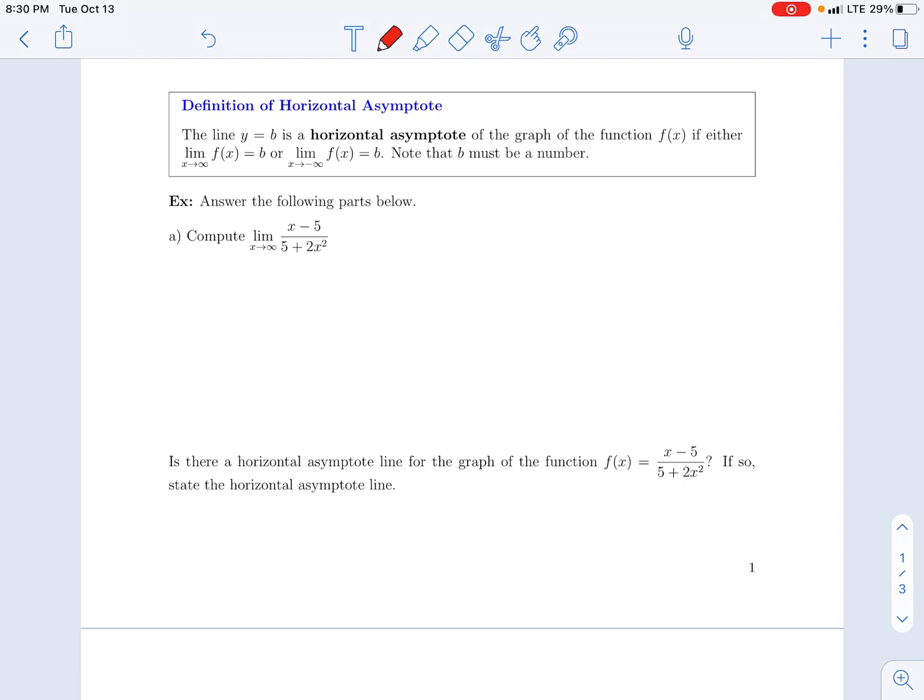You knew that if the degree of the denominator was bigger than the degree of the numerator, the horizontal asymptote was y equals 0. If the degrees were the same, then it was the ratio of the leading coefficients that gave you the horizontal asymptote. And if the degree in the numerator was bigger than the degree in the denominator, there was no horizontal asymptote. Those were the three different cases for figuring out the horizontal asymptote of a rational function.